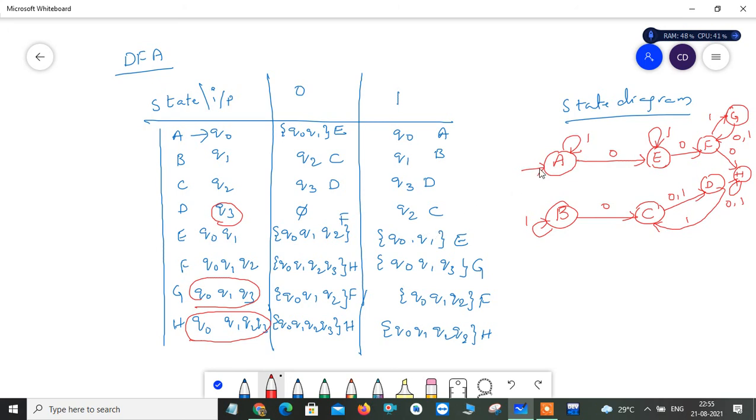So this is an equivalent DFA for the given NFA. We made the initial state here. Now it's time to represent all your final states with a double circle. Here you can observe that D is your final state, G is your final state, and H is also a final state. So you can represent all your final states with a double circle. In this way, you convert NFA to DFA.